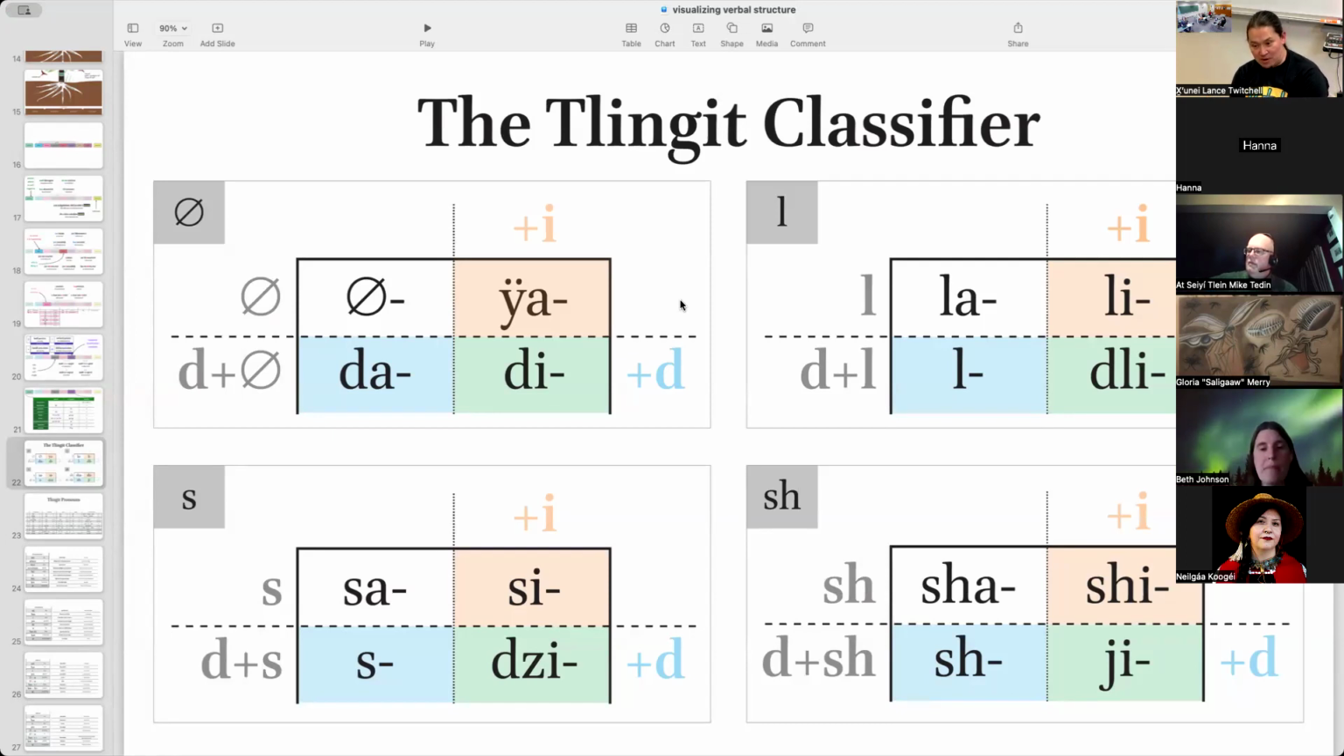The classifier must appear directly before the verb root, and it cannot change groups. So the classifier is in 4 groups, so it must belong to one of those groups: 0, S, L, and SH. It cannot change groups without becoming a different verb. If it changes groups, it's a different verb.